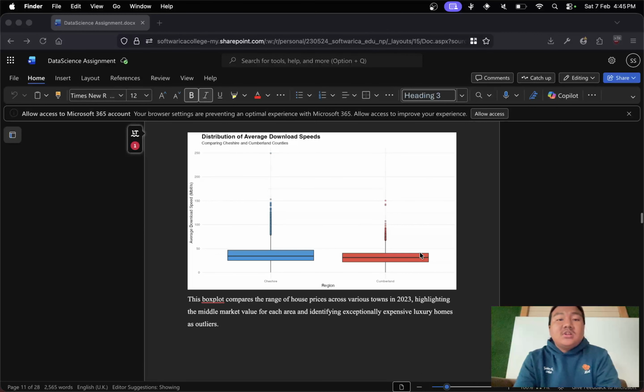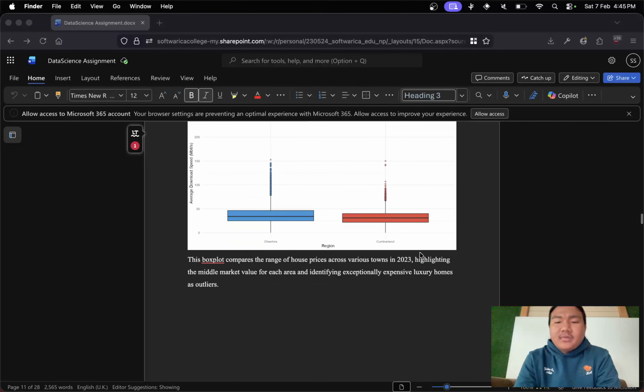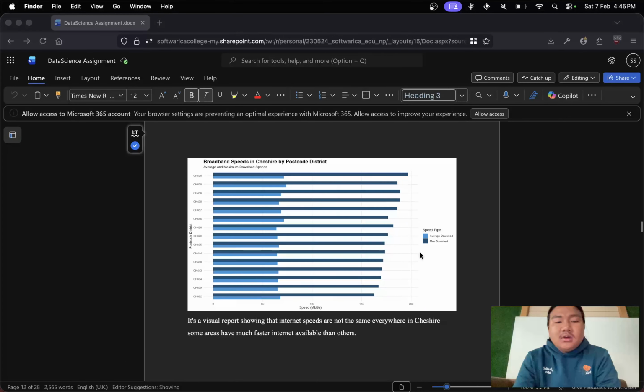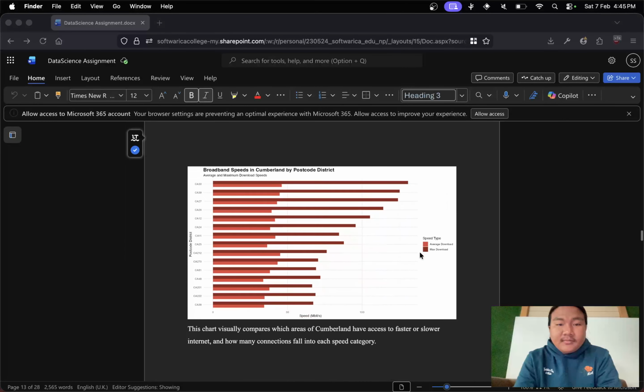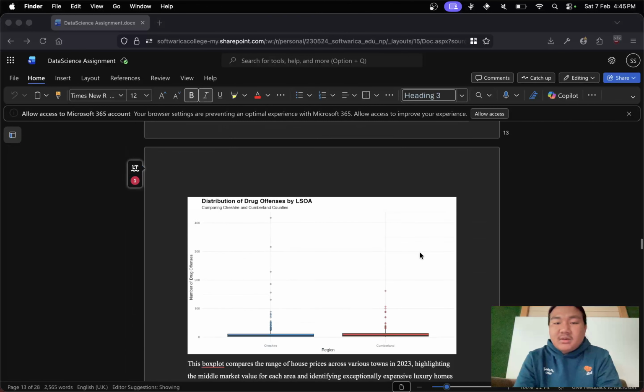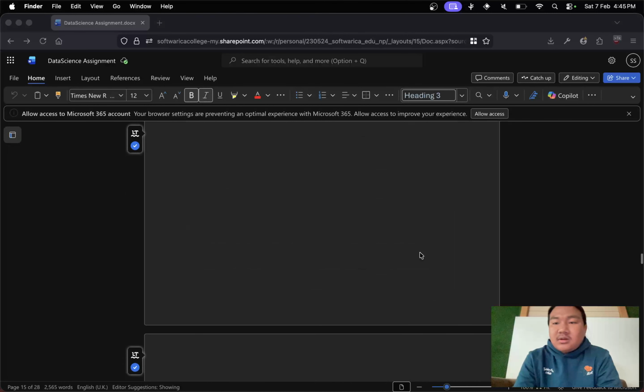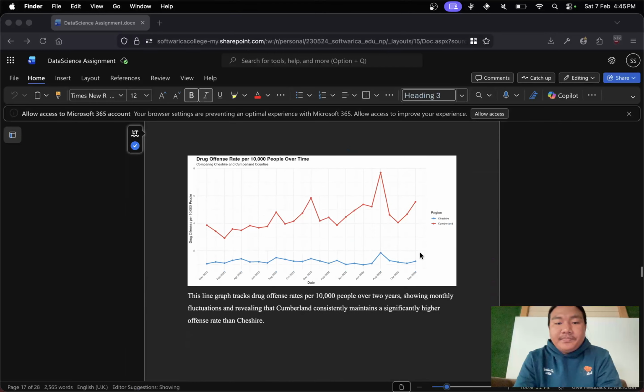And this one shows the distribution of average download speed for the broadband coverage. It's a visual report showing that internet speeds are not the same everywhere in Cheshire. Some areas have much faster internet available than others. And these are some extra charts that we got from doing EDA.